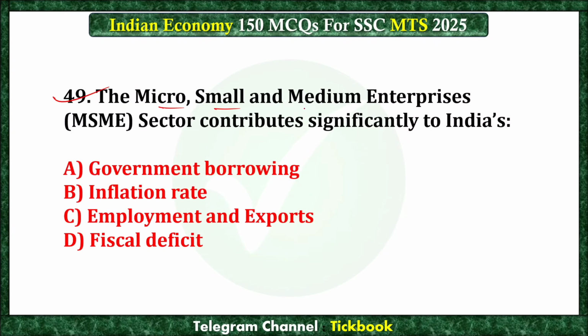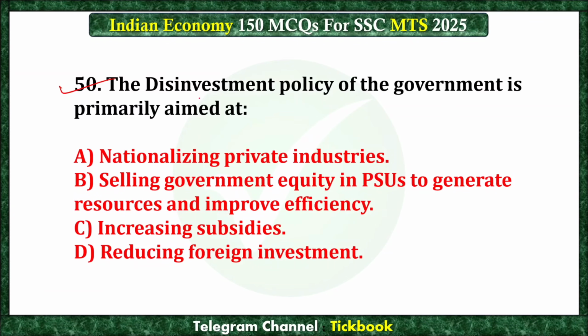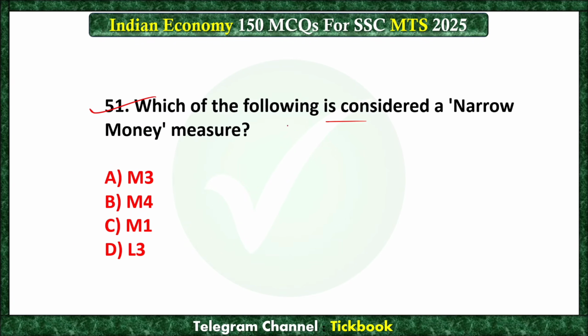49. Micro, small and medium enterprises (MSME) sector contributes significantly to India's employment and exports. 50. The disinvestment policy of the government is primarily aimed at option B, selling government stake in PSUs to generate resources and improve efficiency. 51. Which of the following is considered a narrow money measure? Option number C, M1.